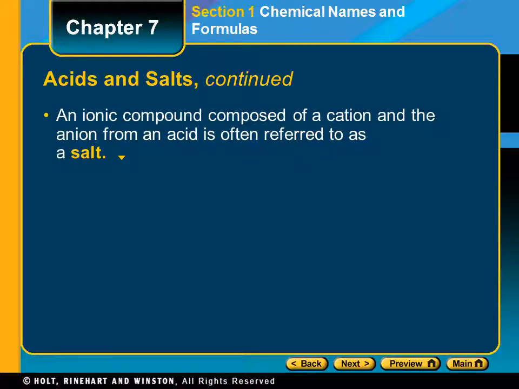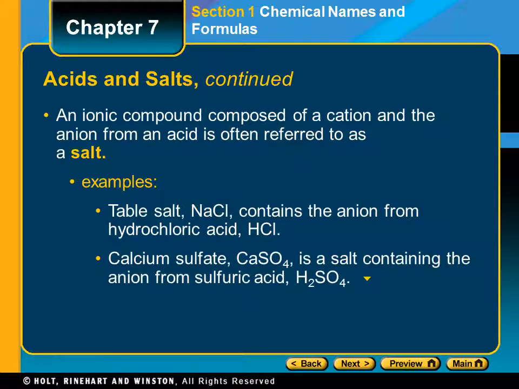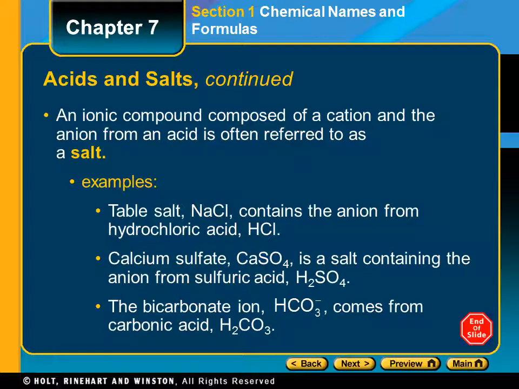An ionic compound composed of a cation and the anion from an acid is often referred to as a salt. So, table salt NaCl contains the anion from hydrochloric acid HCl. Calcium sulfate CaSO4 is a salt containing the anion from sulfuric acid H2SO4. Bicarbonate ion HCO3 comes from carbonic acid H2CO3, and this is why when you take an acid and mix it with a base, one of the products you get is a salt.